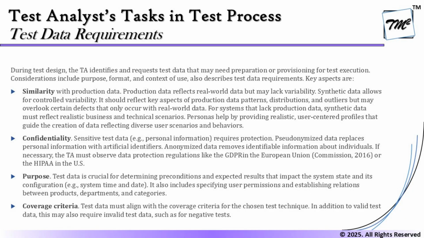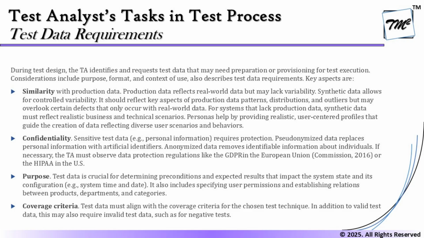Now, the key aspects we should include here, of course, the first one is similarity with the production data. Of course, production data reflects real world data, but may lack variability. Sometimes synthetic data allows for controlled variability. It should reflect key aspects of production data pattern, distributions, and outliers, but may overlook certain defects that only occur with the real world data.